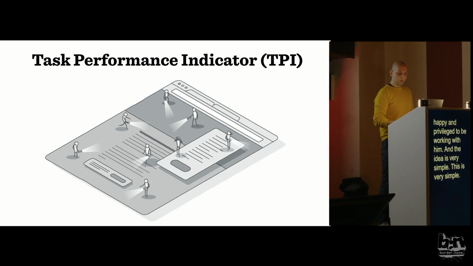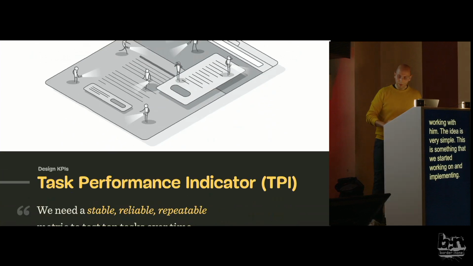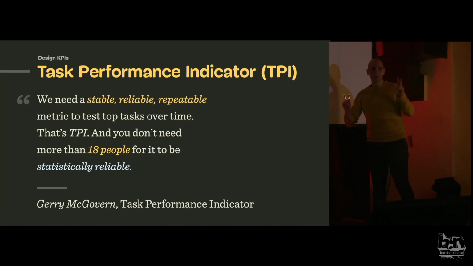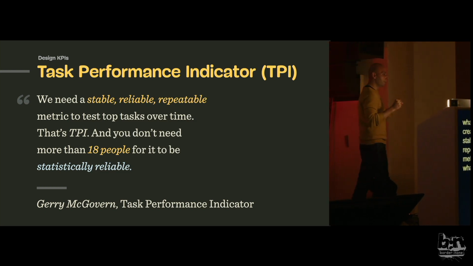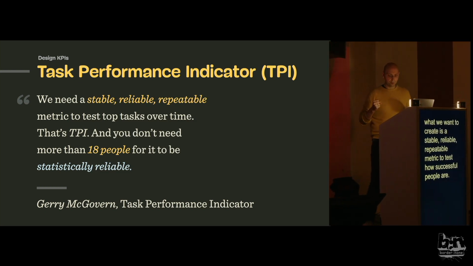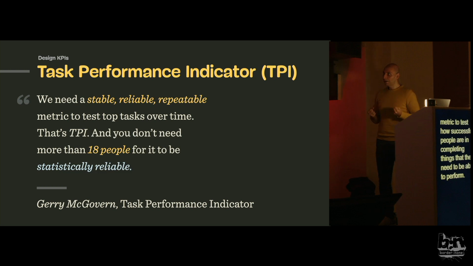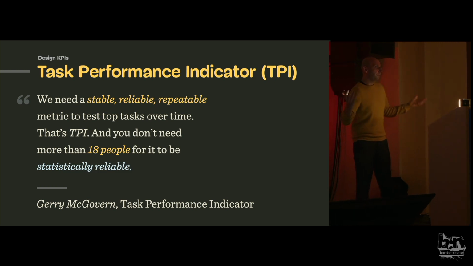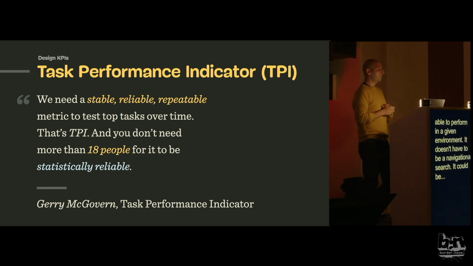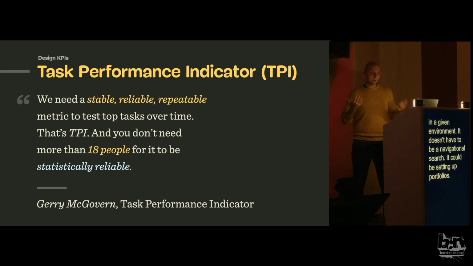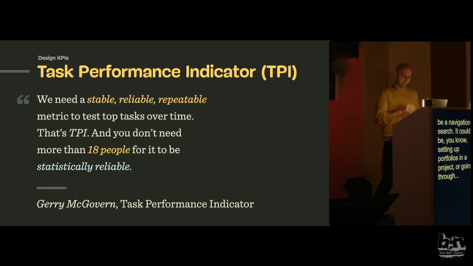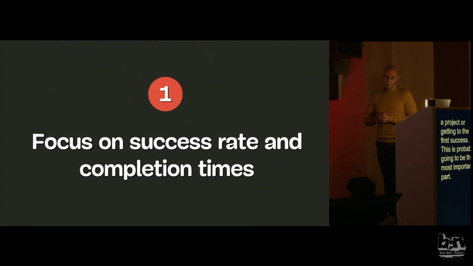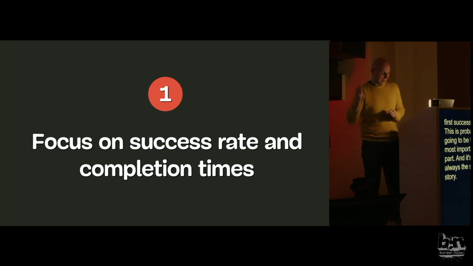Ultimately, what we want to create is a stable, reliable, repeatable metric to test how successful people are in completing things that they need to be able to perform in a given environment. It doesn't have to be navigation or search. It could be setting up portfolios in a project or getting to the first success. This is probably going to be the most important part. And it's always the same story. We focus on two things, as I mentioned, success rate and completion times.